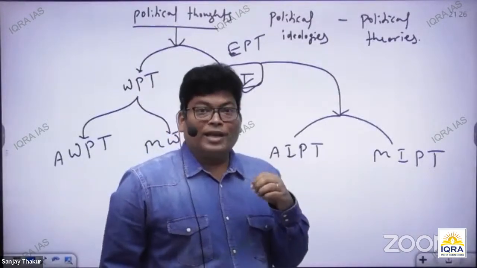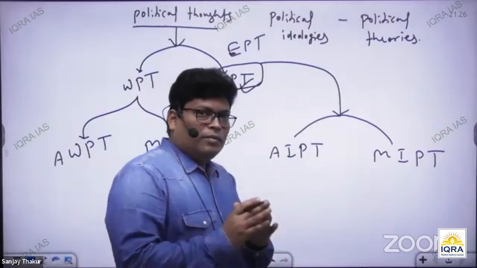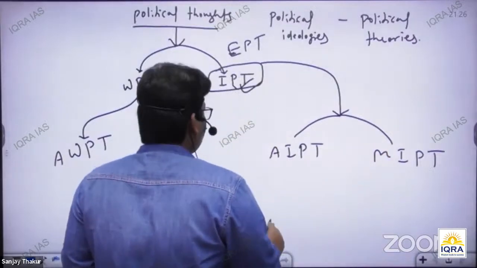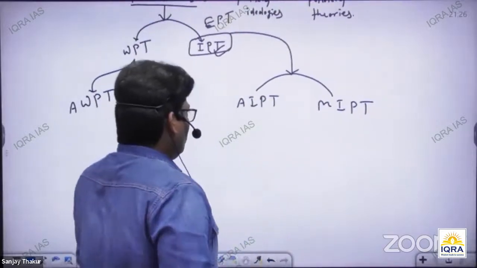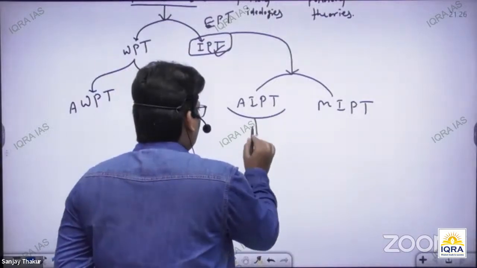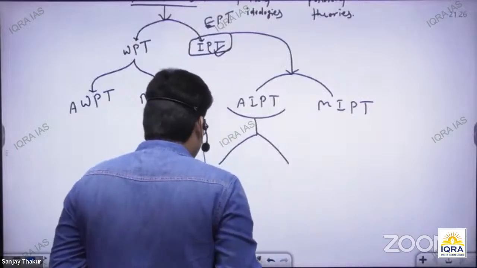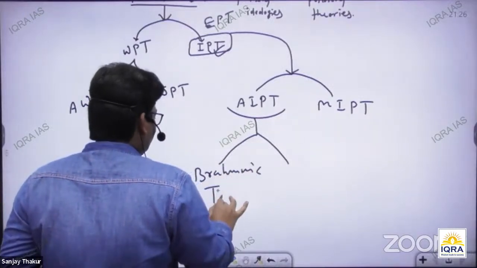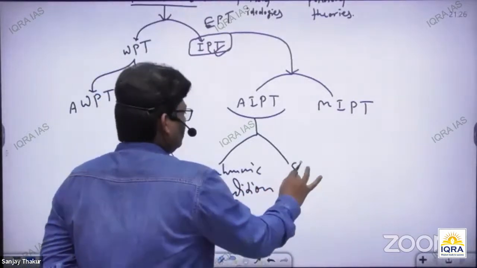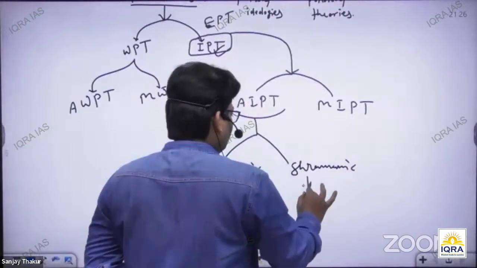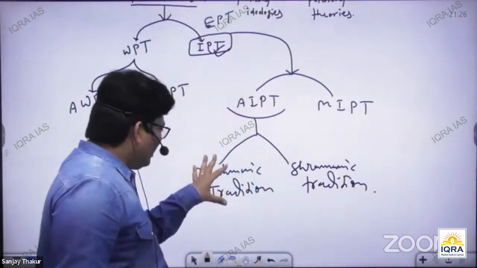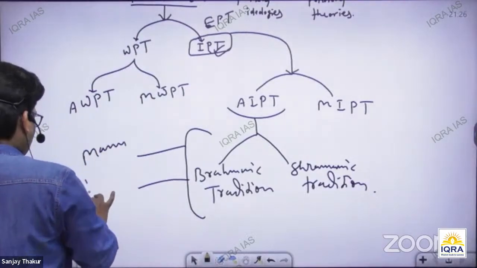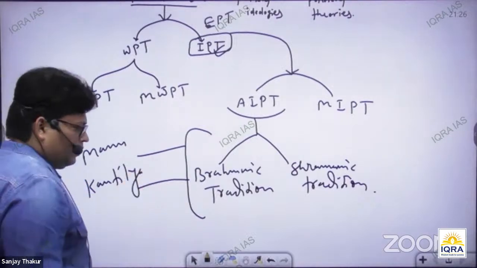So you would certainly be more acclimatized to Indian political thought. First of all, I'm going to show you the references concerning ancient Indian political thought vis-a-vis modern Indian political thought. Okay, look. Under ancient Indian political thought, you are supposed to study two thought traditions. One is the Brahmanic tradition, and the other is the Sramanic tradition. Under the Brahmanic tradition, you are supposed to study Manu and Kautilya.